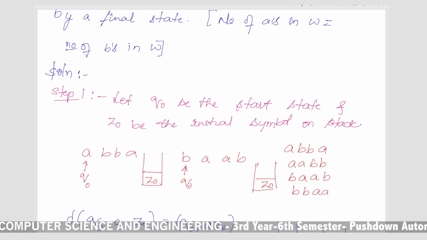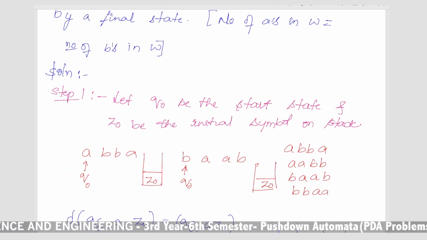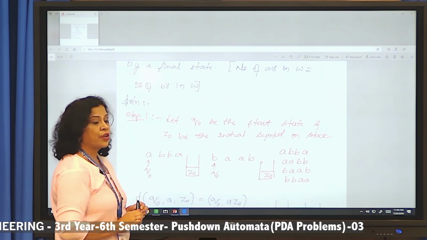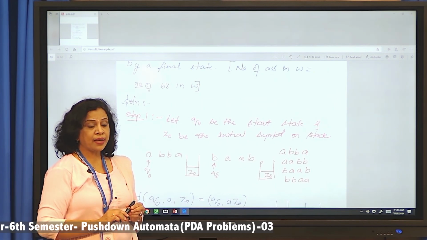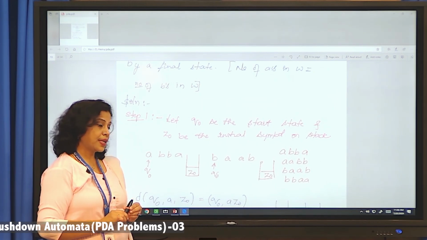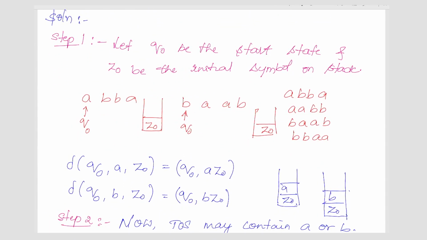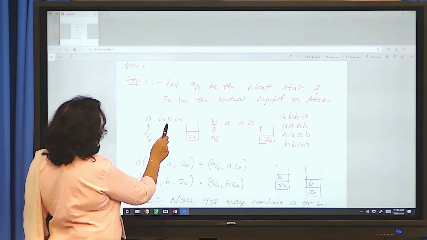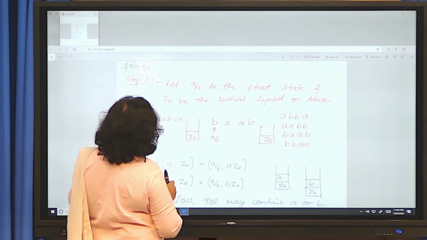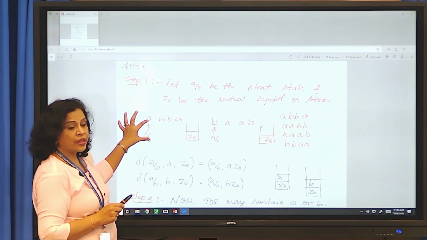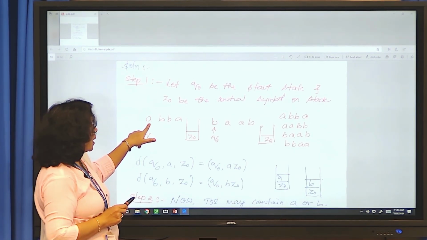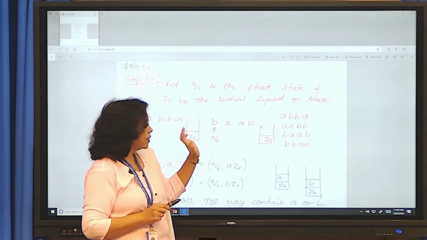So for that, what we do is take some sample strings. We check in what order the a's and b's can come, and then we do the design. So let's see how we can handle this. Let Q0 be the start state and Z0 be the initial symbol on the stack. The string could be starting with a, or the string could be starting with b.